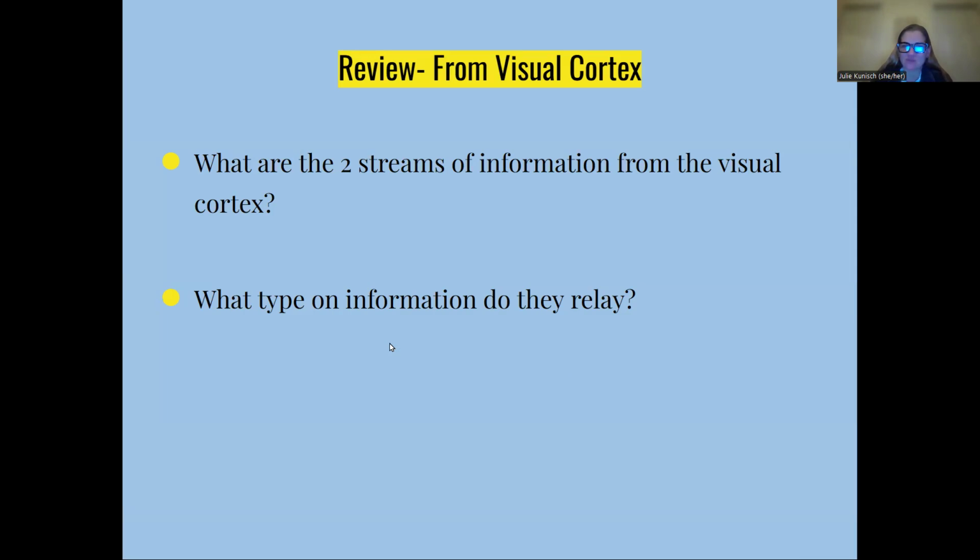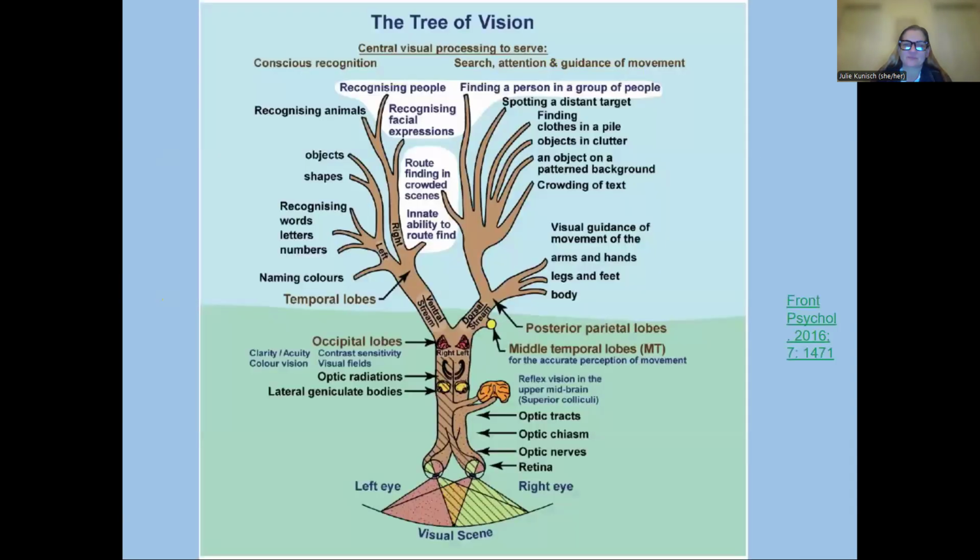Okay, two streams of information from visual cortex. Can you remember what they're called? Streams, dorsal and ventral. And what type of information do they relay? Take a minute and see if you can remember what type of information they can relay. I'm going to give you the answer on the next slide. So if you want to pause it, go ahead.